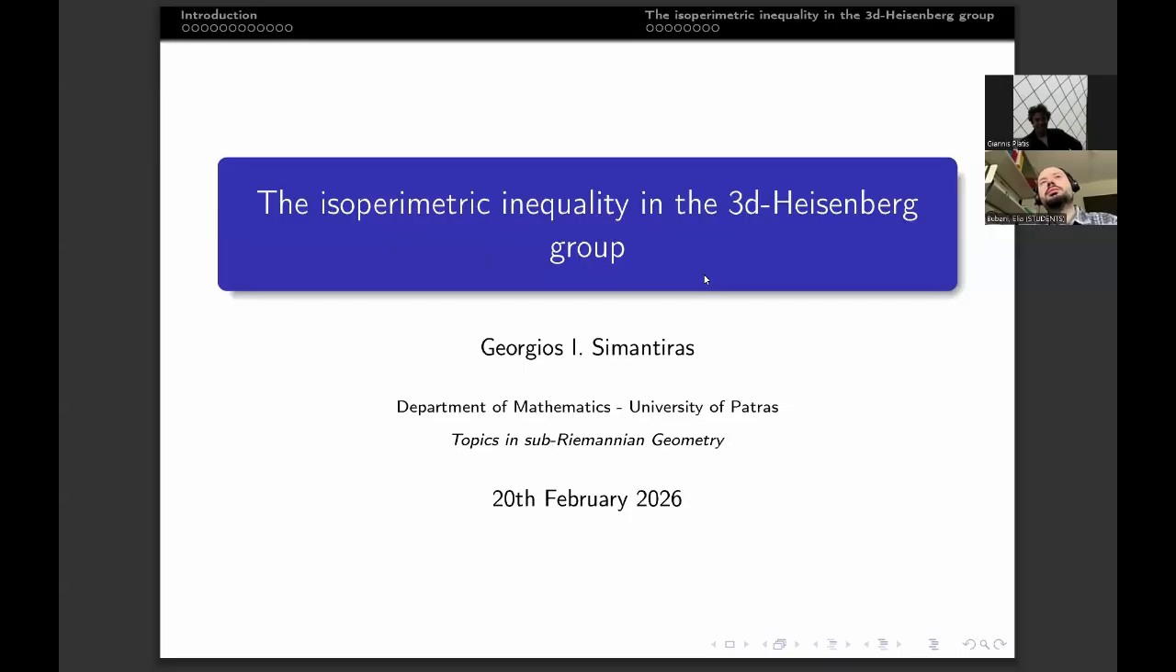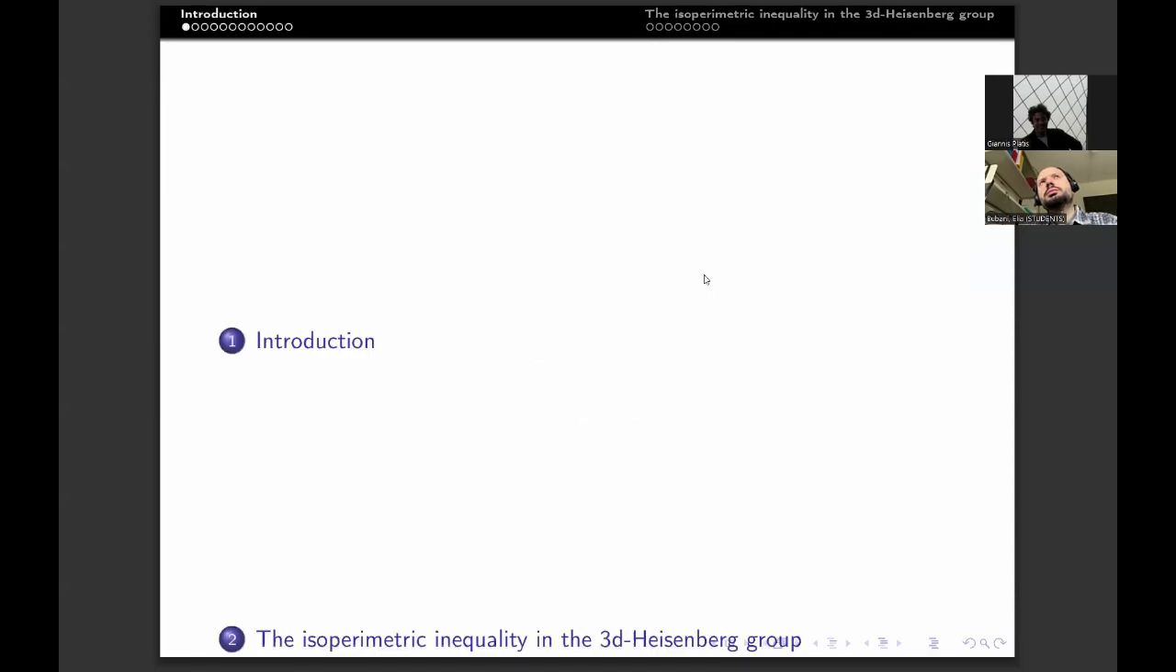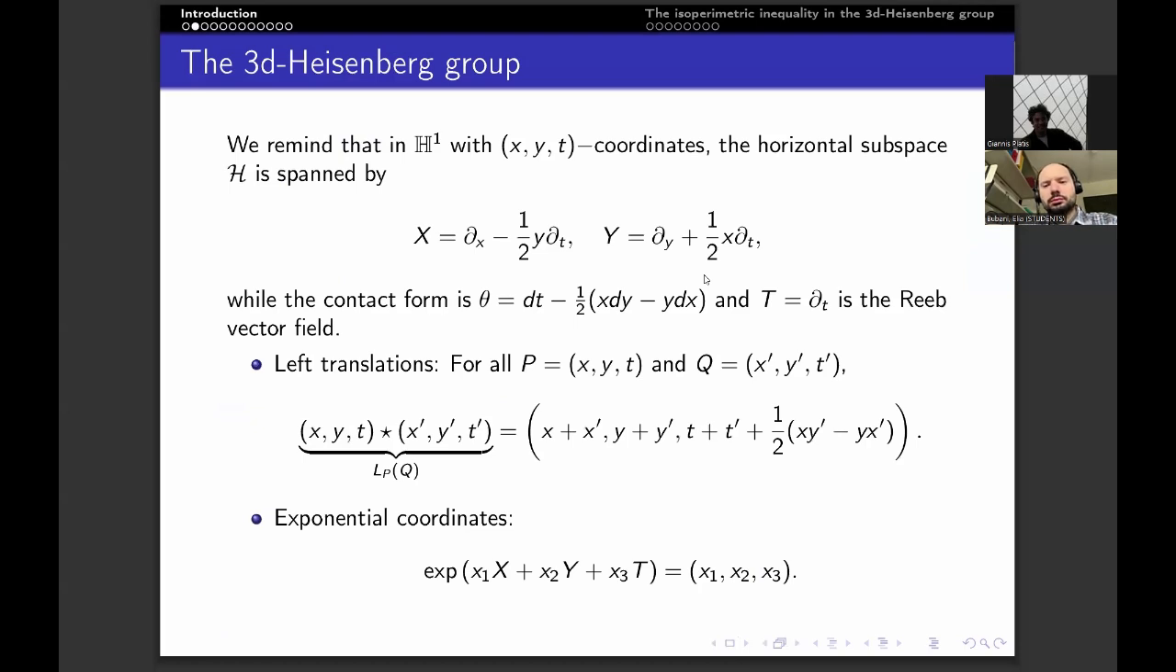Okay, good morning everyone. Today's talk is about the isoperimetric inequality in the third-dimensional Heisenberg group. Let's start and remind some things from the previous talks.